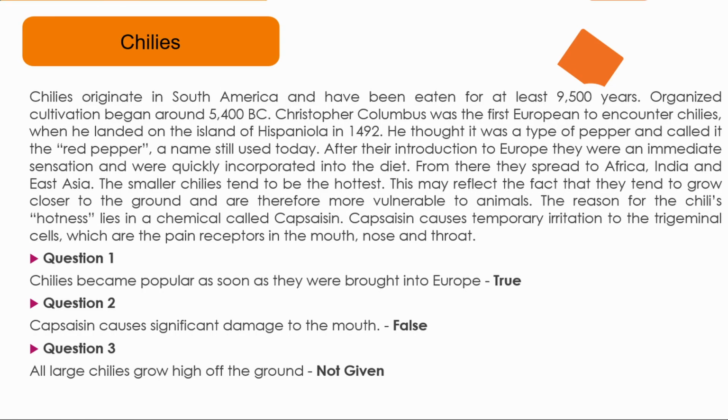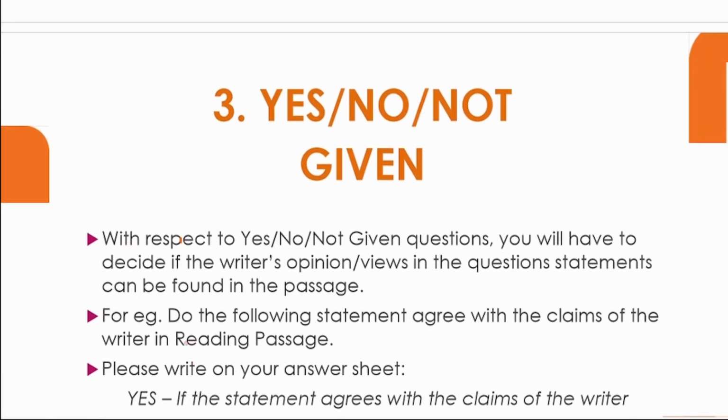Now we have cited a passage, and below are the types of questions which can be asked, and you need to select whether it is true if it is true, then false if it is false, and then not given if it is not mentioned in the passage. The third type of questions which can be asked are yes, no, and not given.